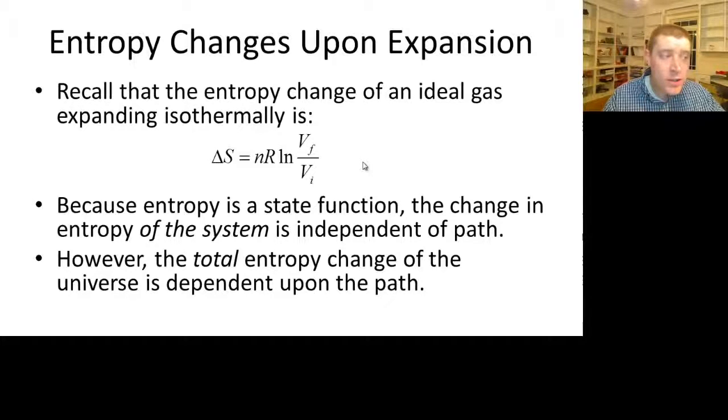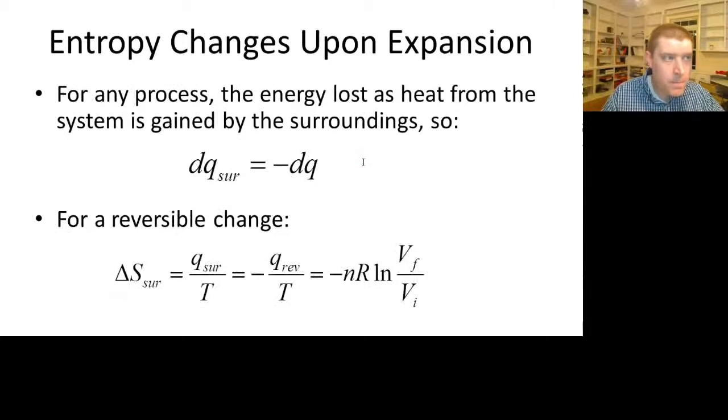But the total entropy change of the universe, meaning the system plus the surroundings, is dependent upon the path because it depends on how much energy is released from the system to the surroundings as heat. So, for any process, the energy lost as heat from the system is gained by the surroundings.